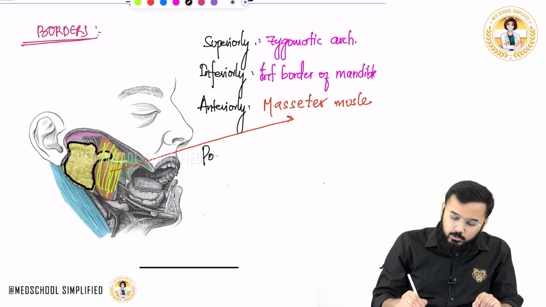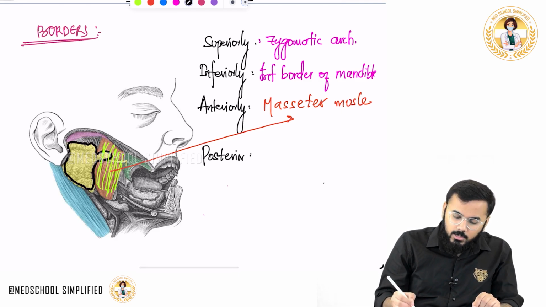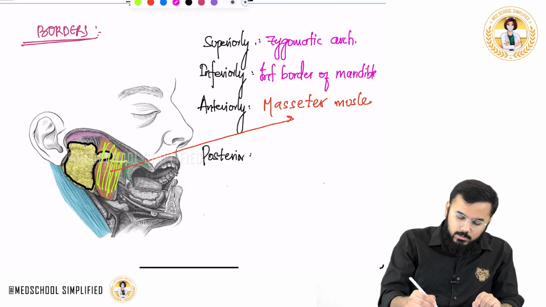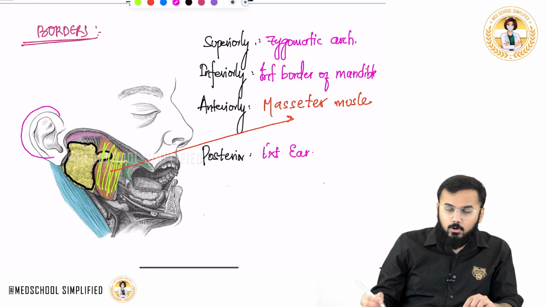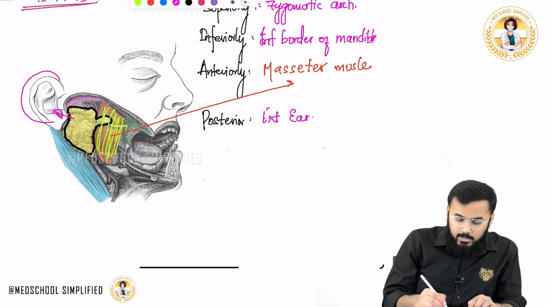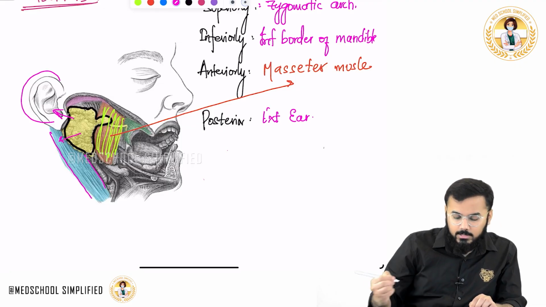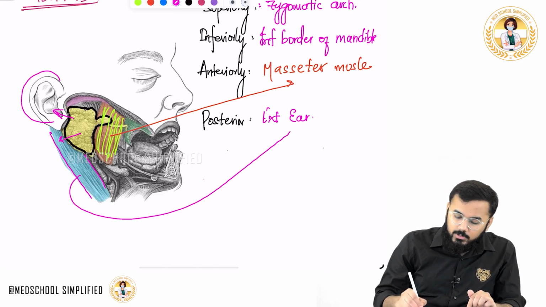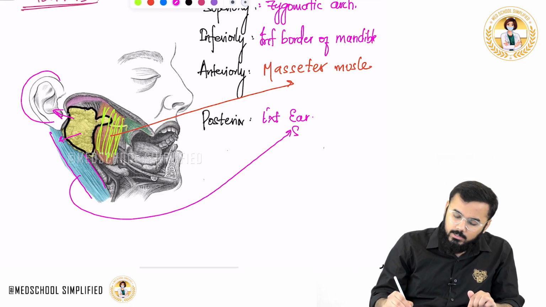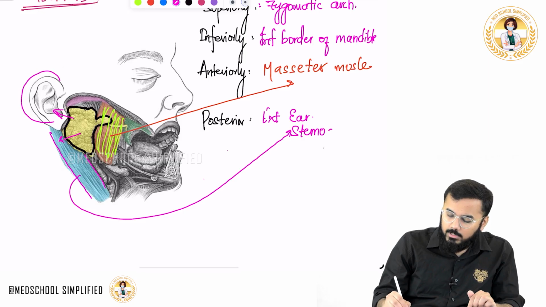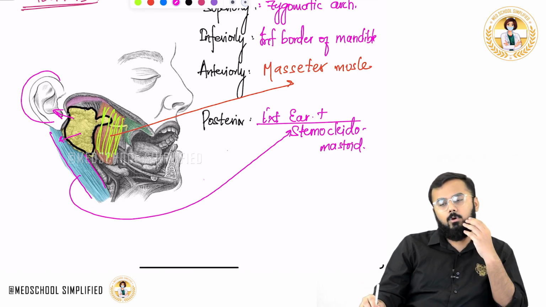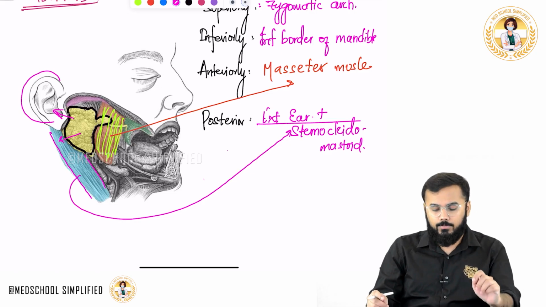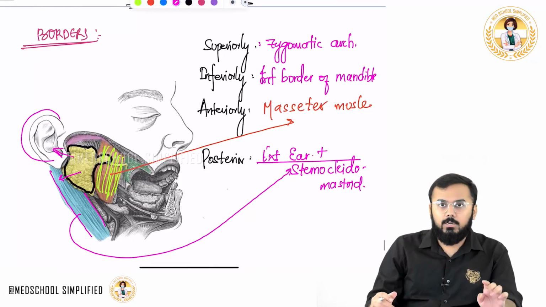Anteriorly is done. Next, posteriorly. Posteriorly, what do you have? External ear. If you look very closely, posteriorly you have the external ear. Posteriorly you also have this particular muscle. You know the name of this muscle? The name of this muscle is the sternocleidomastoid muscle. So the external ear plus the sternocleidomastoid muscle are both located posteriorly. So I hope you understood the different borders.